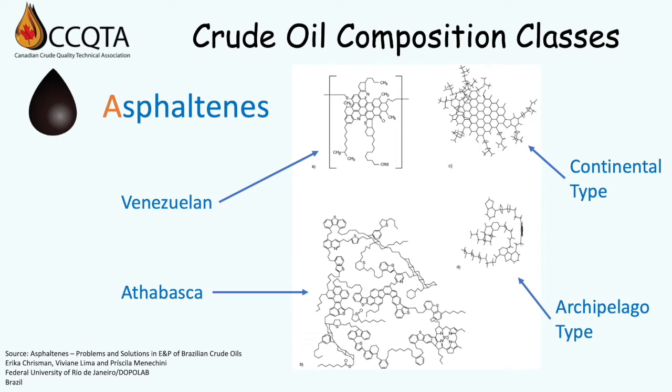Different regions also have different asphaltene types. For example, in the top left is an example of asphaltenes from Venezuela, which have a continental structure, while the bottom left is asphaltenes from Athabasca, which have a more archipelago structure. Both types of asphaltene structures may be present, however one is generally more dominant than the other in a particular region. Keep in mind that these are postulated structures based on many years of research, but the actual structures in different configurations are countless.